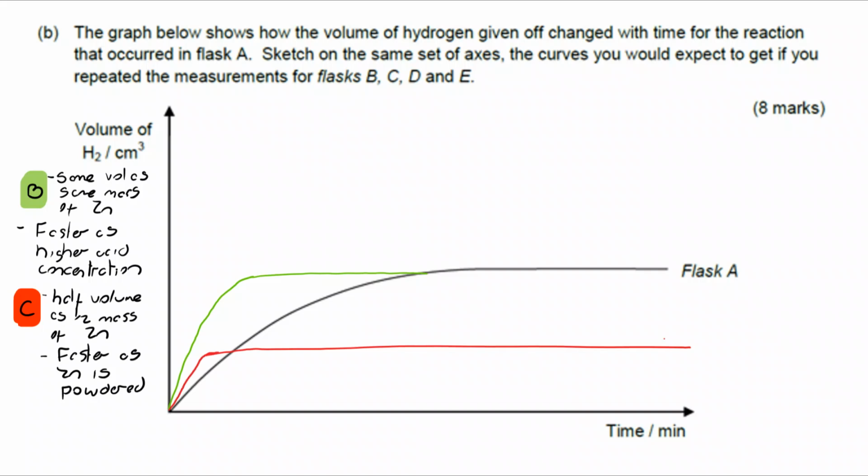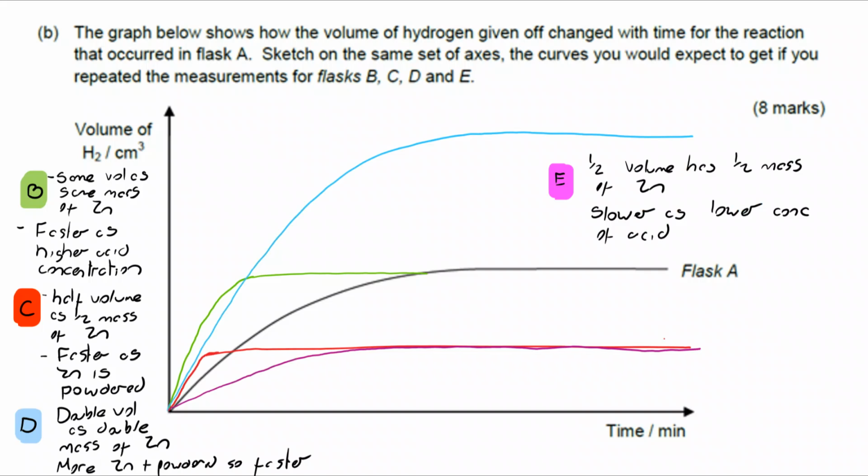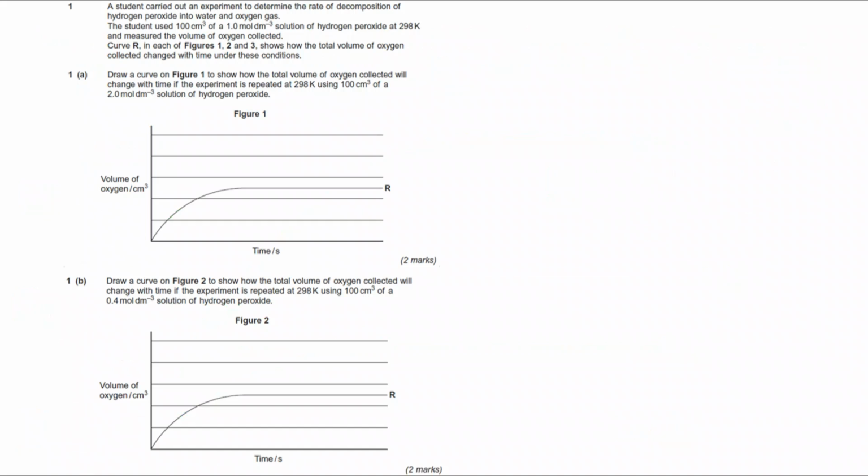And then I've put D and E on here. D, I've got double the mass of zinc, so it will go to double the height, double the volume of hydrogen. And there's more zinc and it's powdered, so it will be faster than A. We're only comparing to A. And you can see that initially it's steeper. And E, well, half the volume, half the mass of zinc, so it will go to half the volume of H2, just as we saw with C, but it will also do it more slowly because of the lower concentration of acid. Couple more exam questions for you to try, and then we'll review.